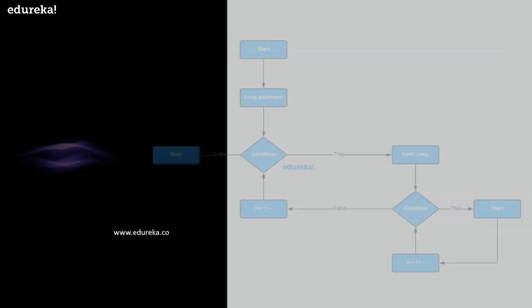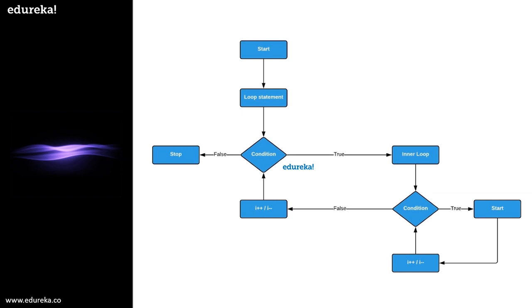Before executing an example, let us try to understand the flow diagram of the nested for loop. In a nested for loop, the program will begin at start and the control flow will encounter the first loop statement. After that, the control flow will enter into the condition. If the condition is true, then it will enter into the inner for loop. If the condition is false, then the control flow will directly exit the first outer for loop. Now let us see if the condition is true.